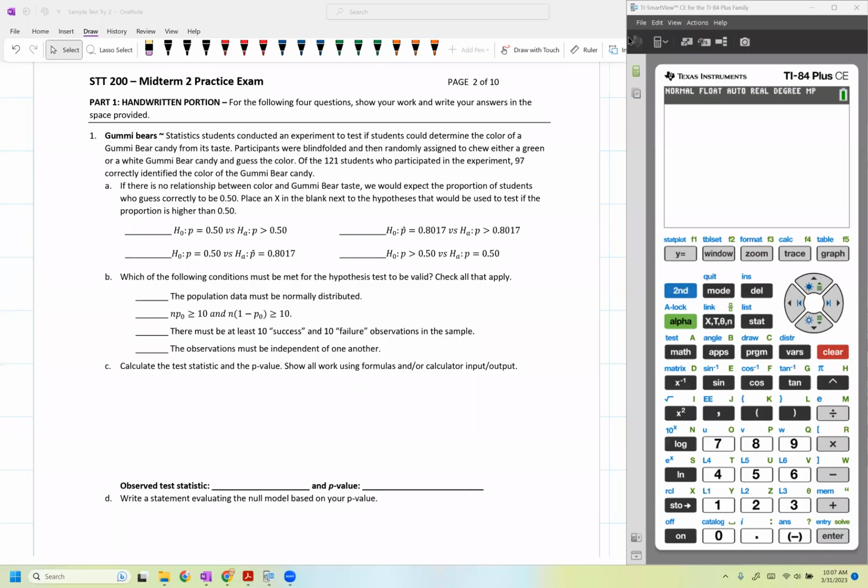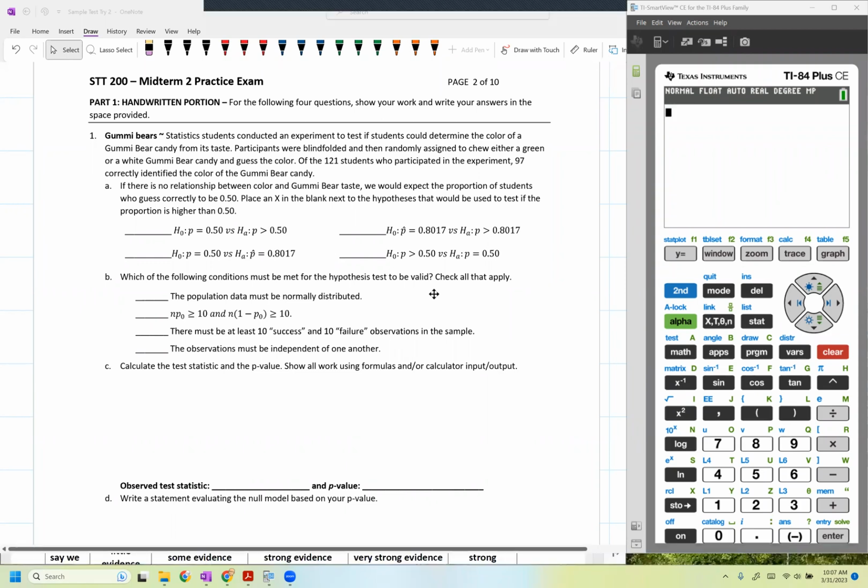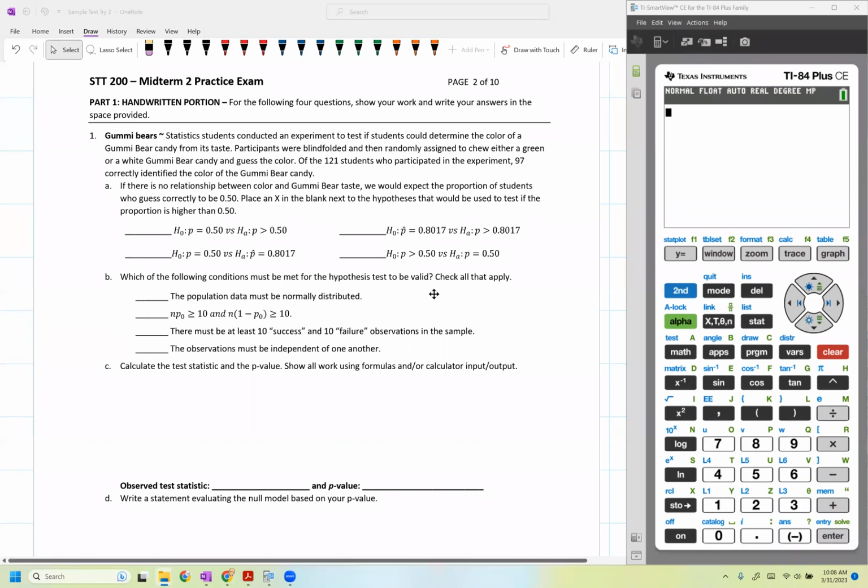Okay, so I'm going to go through questions from the practice exam because I'm fearing that we're not going to have enough time to cover everything that needs to be covered during our tutoring sessions. So bear with me as I go through this. I'm going to do one recording for each question, so that you can look at them individually as you need. All right, so question number one.